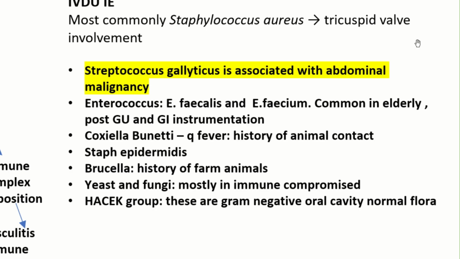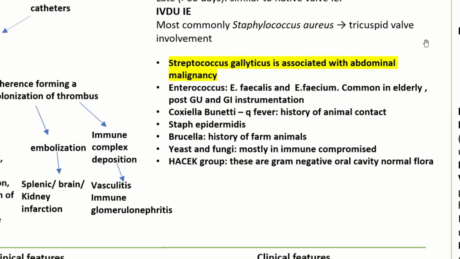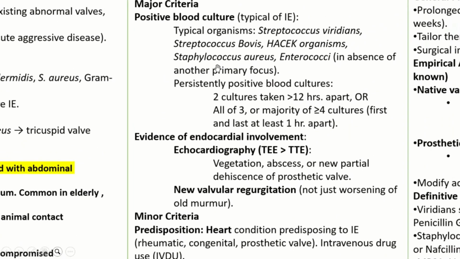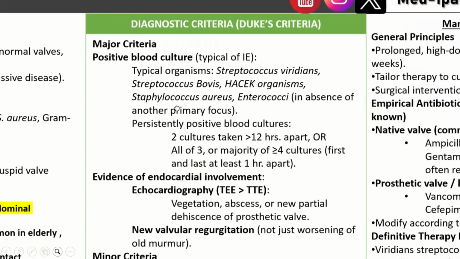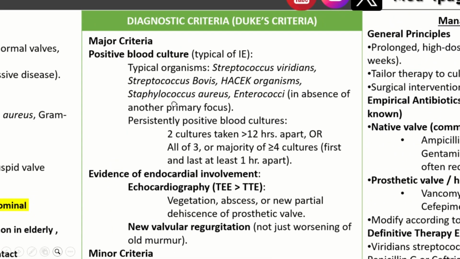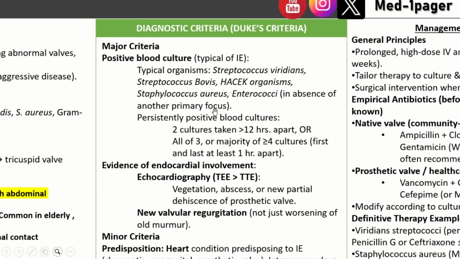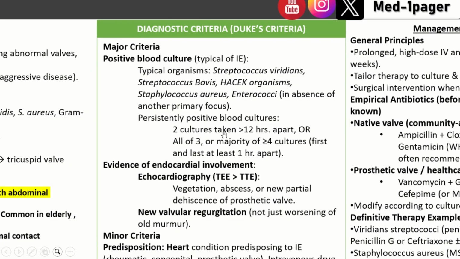When we do the cultures, most of the time they're not going to show up because they are gram-negative. So when we're diagnosing infective endocarditis, we use the Duke's criteria, and it has the major and the minor criteria. The major criteria talk about having a positive blood culture, as well as having evidence of endocardial involvement. What we mean by a positive blood culture is, either one, you do a blood culture and you find typical organisms. And these are the Streptococcus viridans, Streptococcus bovis, the HACEK organisms, Staphylococcus aureus or enterococci.